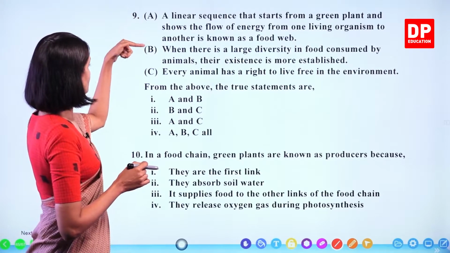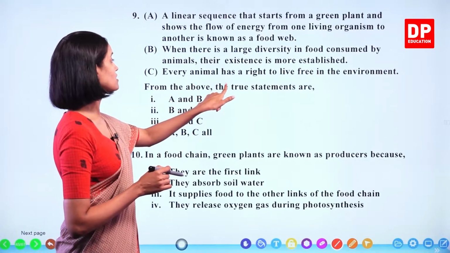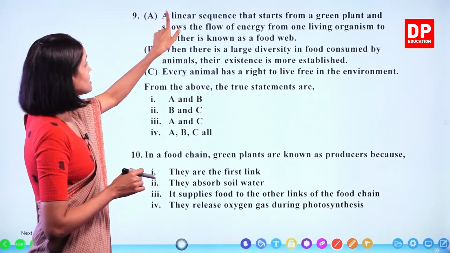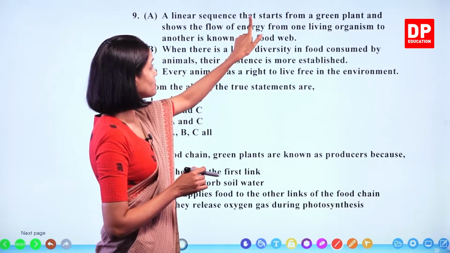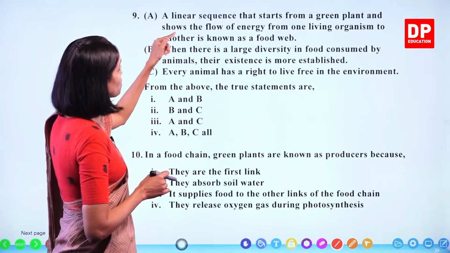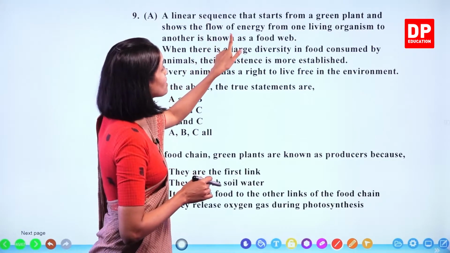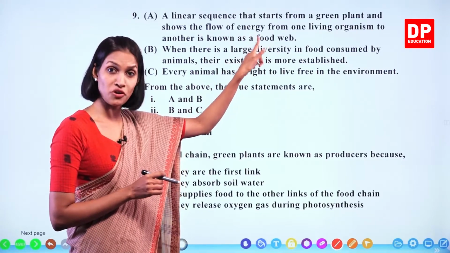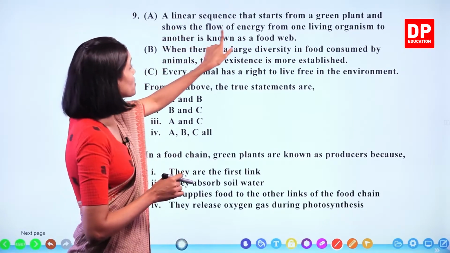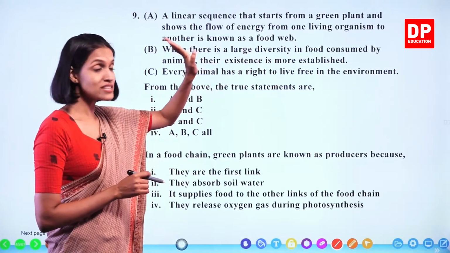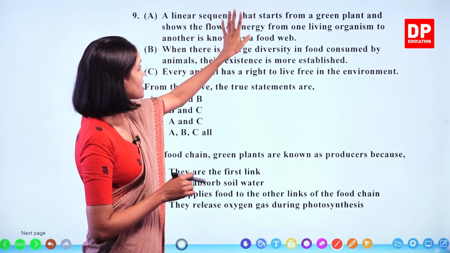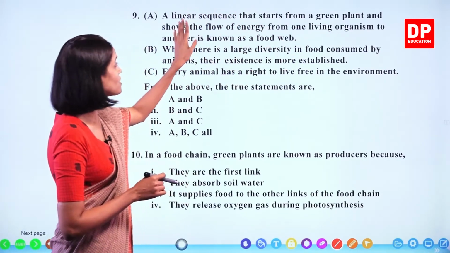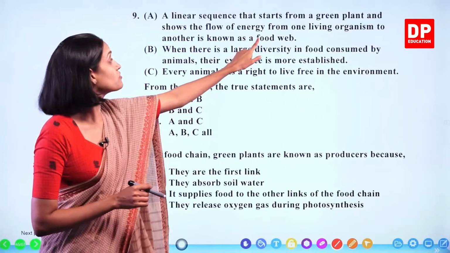Okay. Number 9. So here there are 3 statements given. You have to find the true statements. Okay? A. A linear sequence that starts from a green plant and shows the flow of energy from one living organism to another is known as a food web. No, this is wrong, right? This is known as a food chain, right, children? So, a linear sequence that starts from a green plant and shows the flow of energy from one living organism to the other is known as a food chain. It's not the food web.